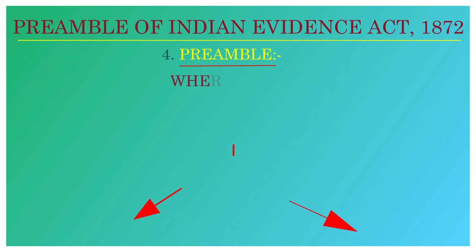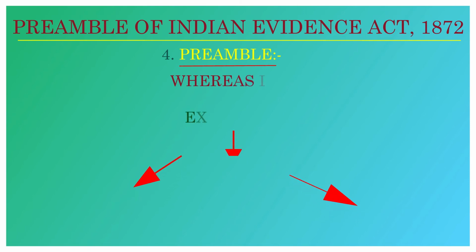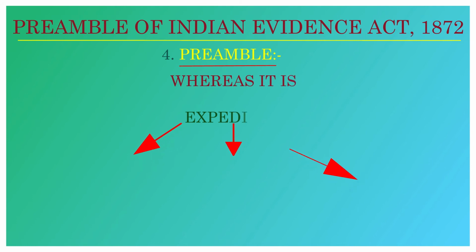Meaning is: whereas it is expedient to consolidate, means to collect or unify the law of evidence. Whereas it is expedient to define, means defines the part of the evidence where it is necessary. Whereas it is expedient to amend, means amends the related laws where it is necessary.